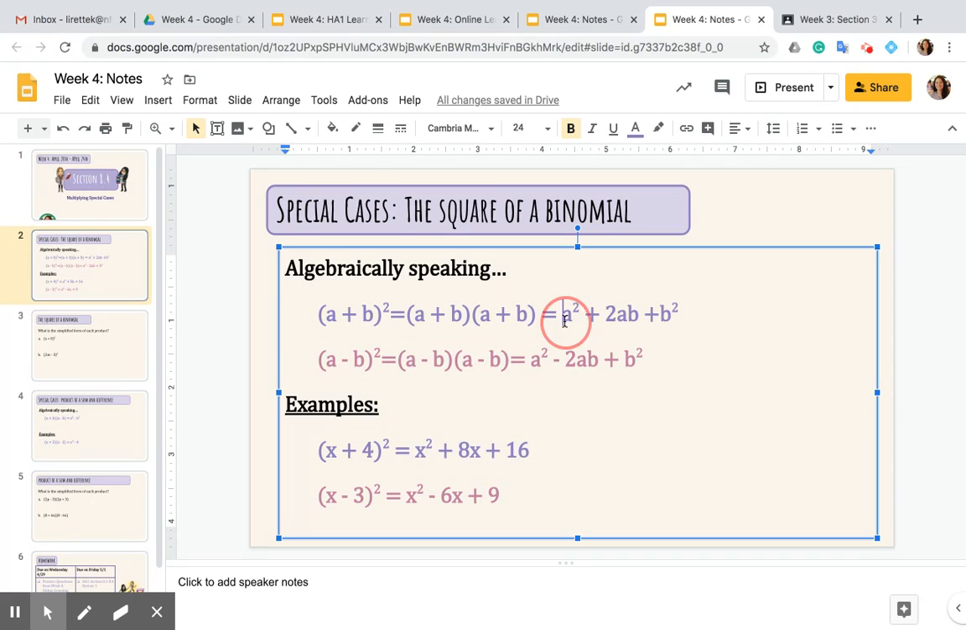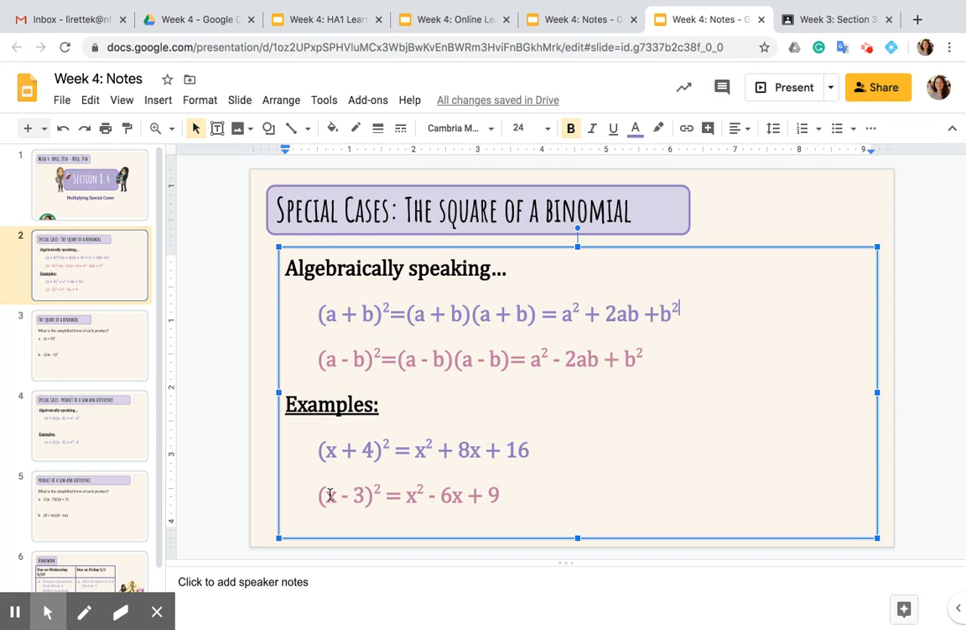If you forget this rule, you don't have to use this. You can just expand it like this and then use FOIL if you're more comfortable using that method. Or you could insert a table and use the table method that we learned last time. You don't have to memorize this rule if you don't want to. There are other ways to get the same answer, but it does make doing the problem a lot quicker if you can rely on this.